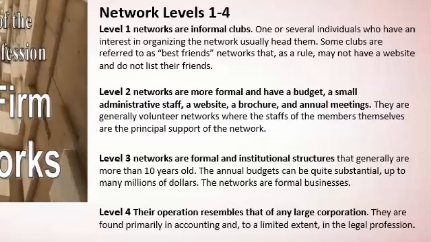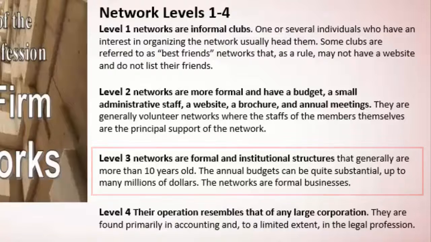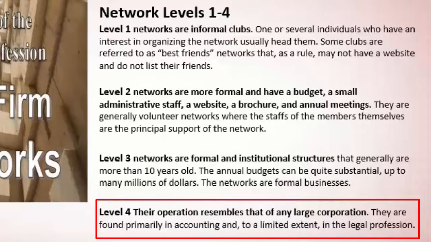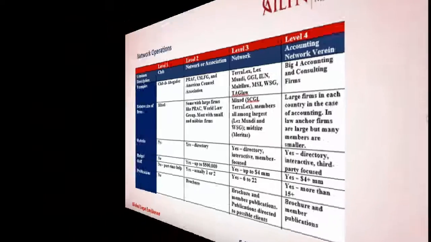Level 3 networks are formal and institutional structures that generally are more than 10 years old. The annual budgets can be quite substantial, up to many millions of dollars. These networks are formal businesses. Level 4, their operations resemble that of any large corporation. They are found primarily in accounting and to a limited extent in the legal profession. This chart combines levels 1 through 4 with network characteristics to define network operations. The full chart of 20 operations is available by downloading.